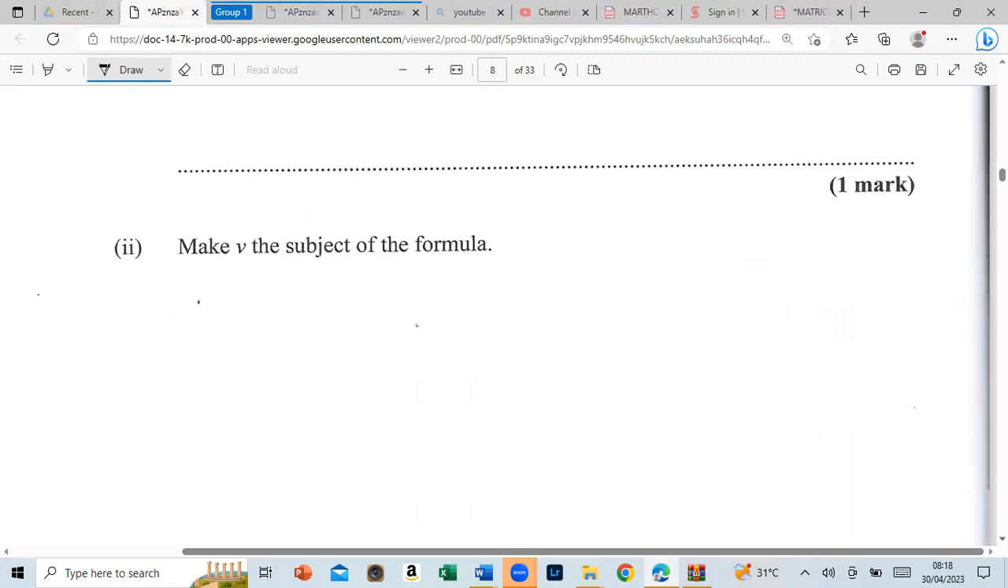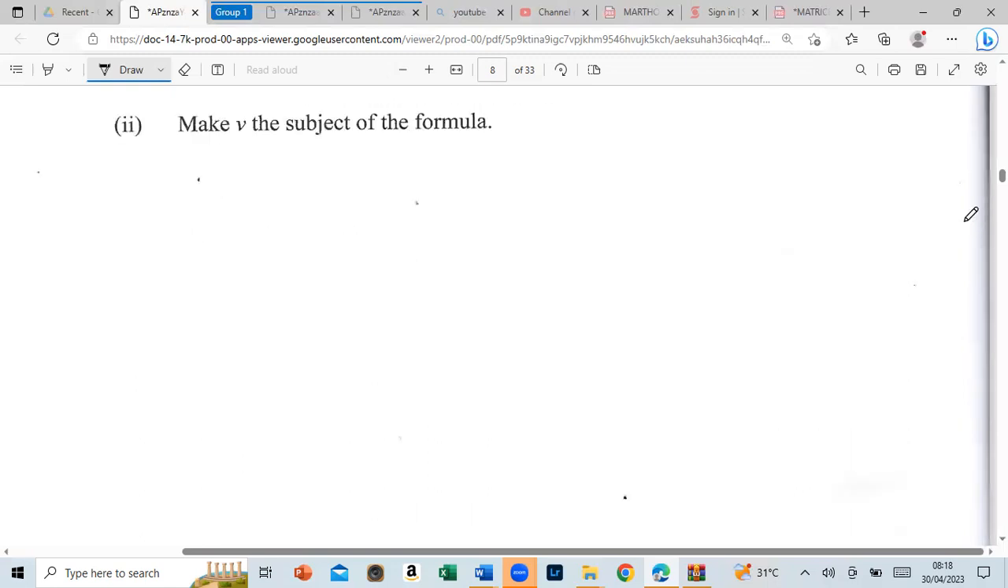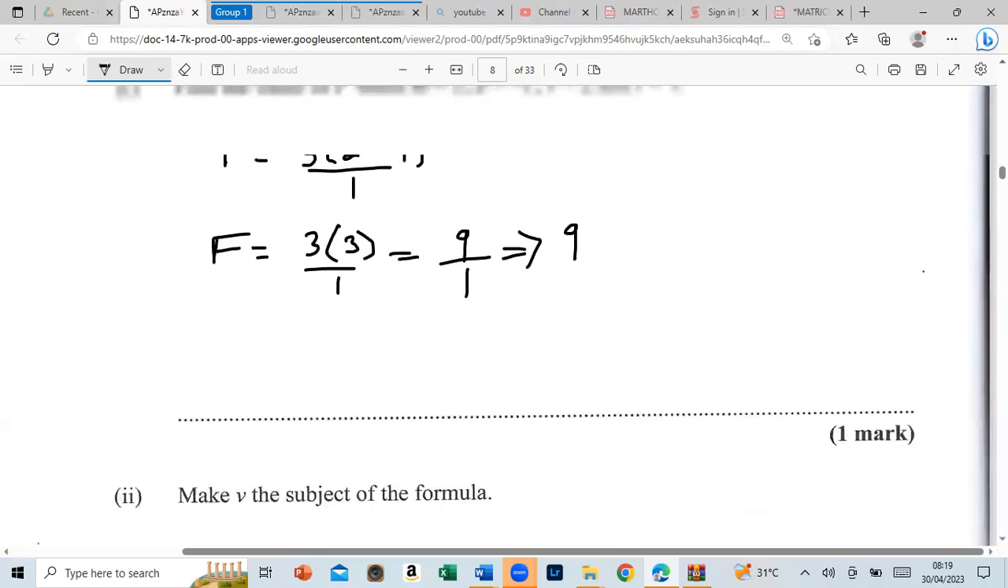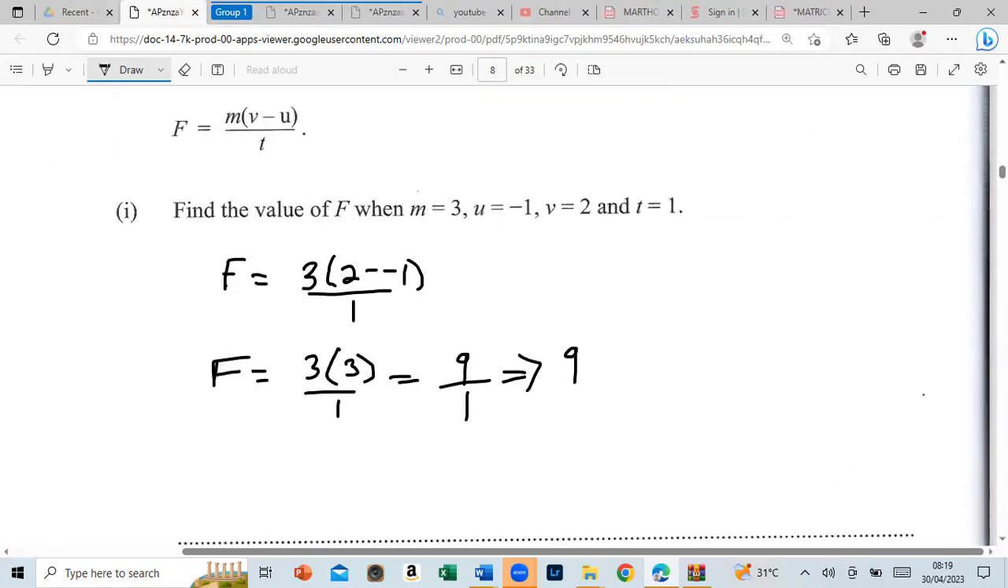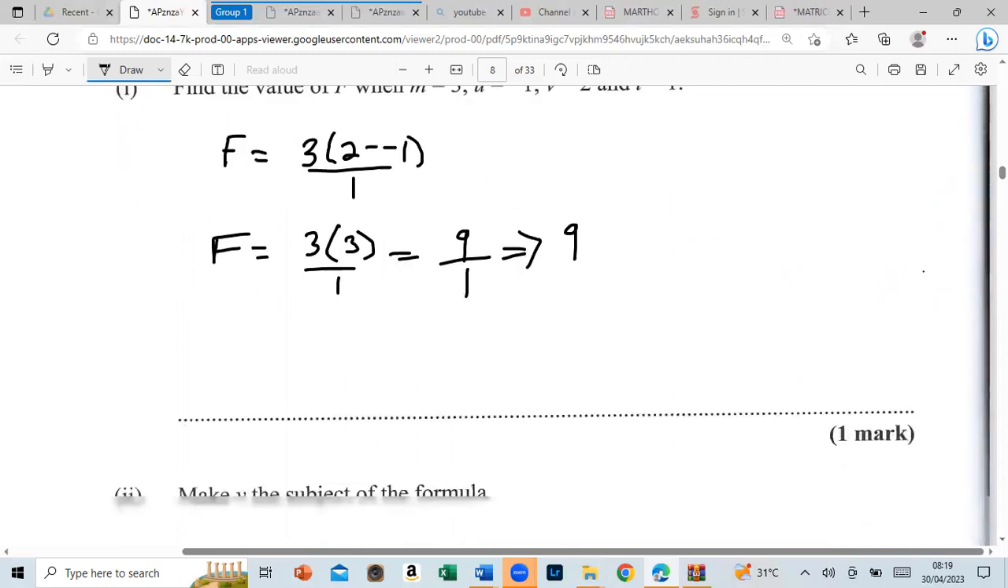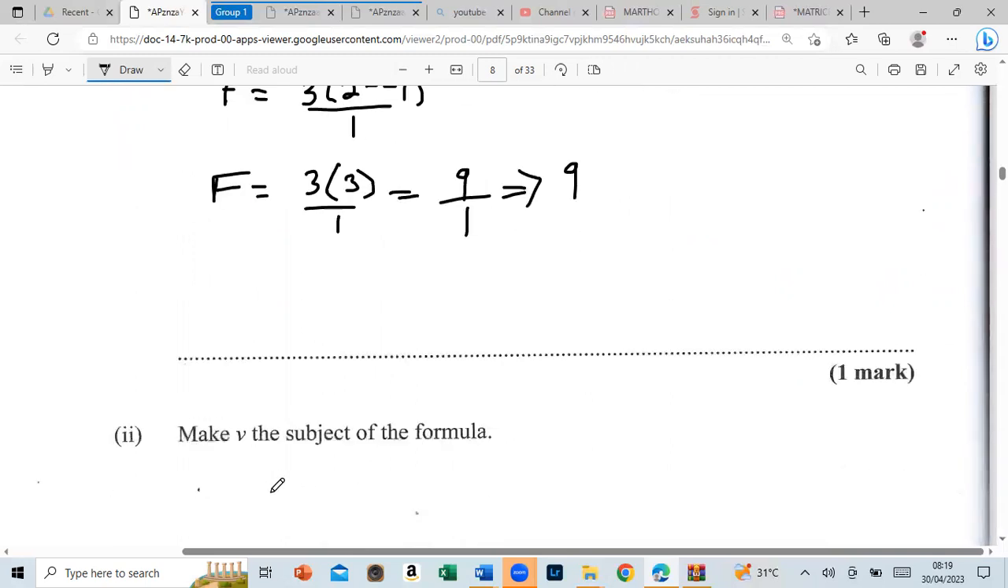All right, it says make v the subject of the formula. Oh, same formula. What was it again? That can be tricky. So it's F equals M bracket v minus u, upon t.